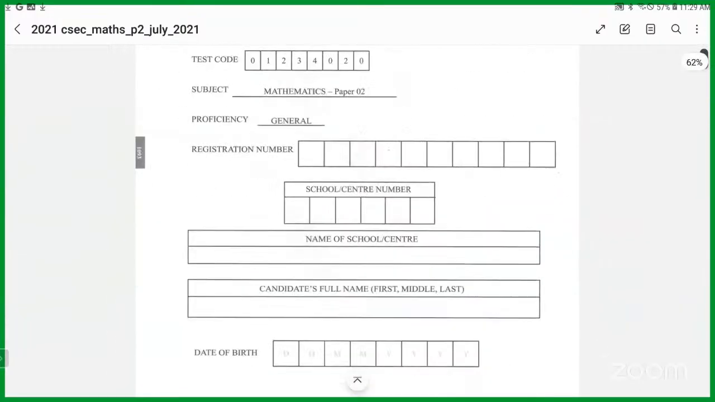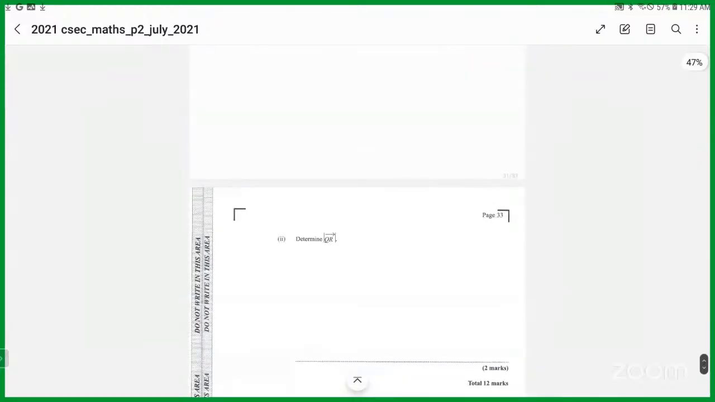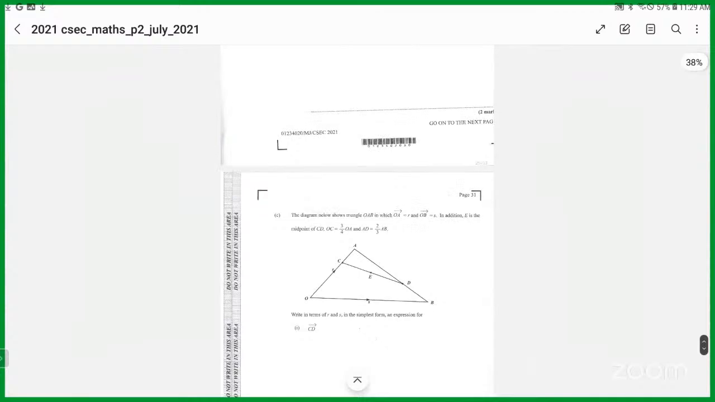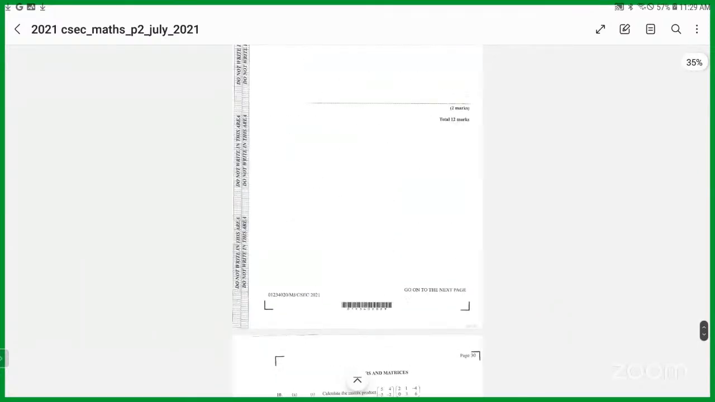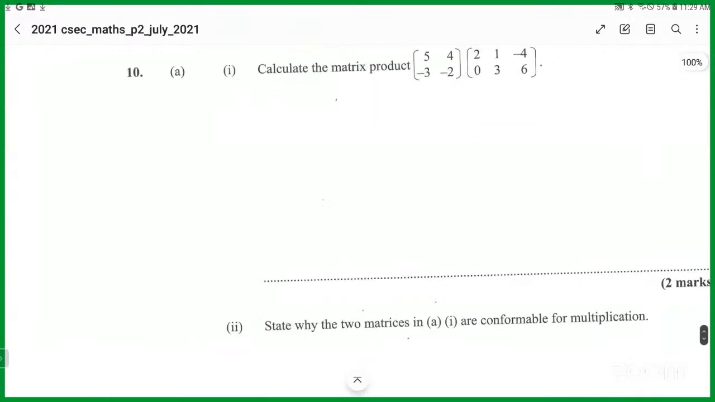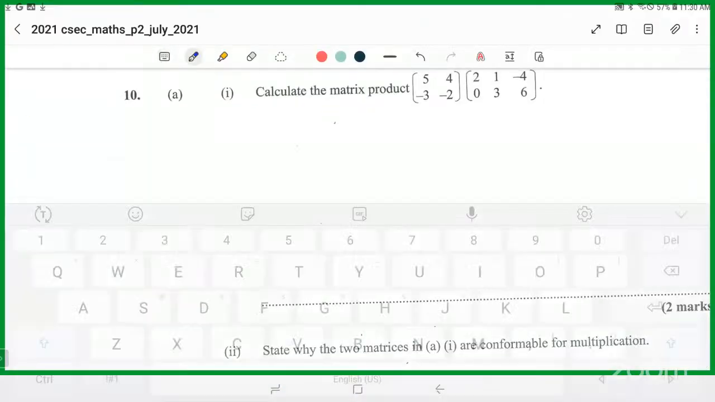Alright, let's see what this one says. Alright. Here we go. This is it. Look at what is happening here now.